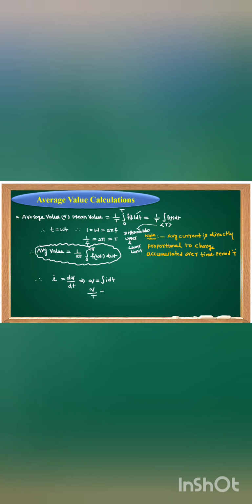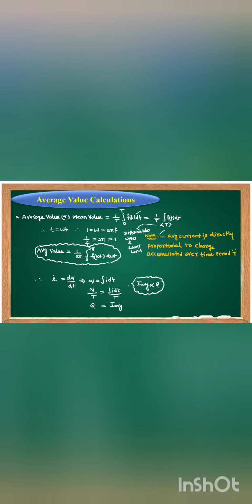Q by T, both sides you divide with T, time period. This is equal to average current. This indicates the average current, the area under the curve. That means what is the observation here, friends? The I average is proportional to Q.